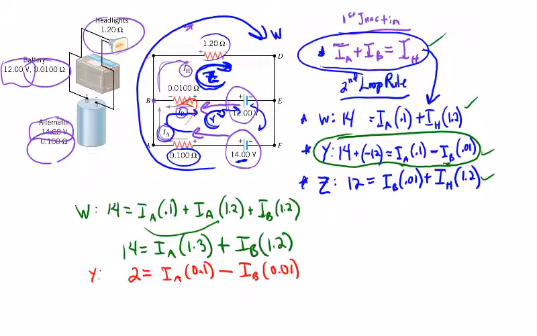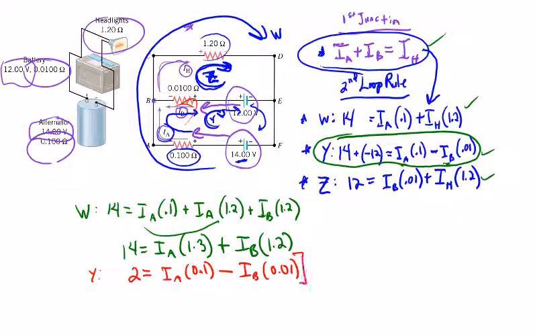Now, when I look at this, since it's already subtracting this IB, I think the easiest method is, is there a way that I can make these have the same coefficient? As I do that, I think, okay, what can I multiply by 0.01 to make it be 1.2? If I think about it, I want to multiply by 120.